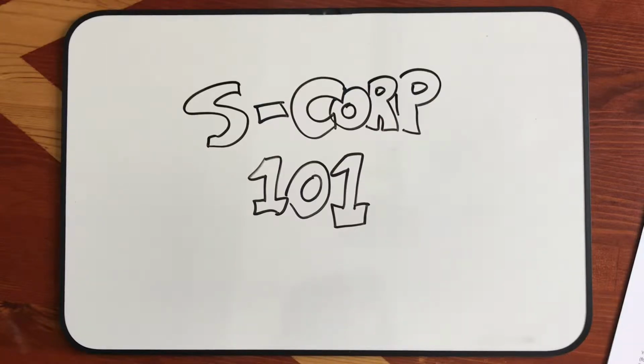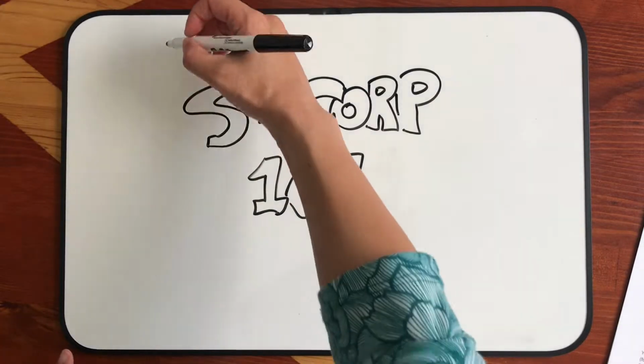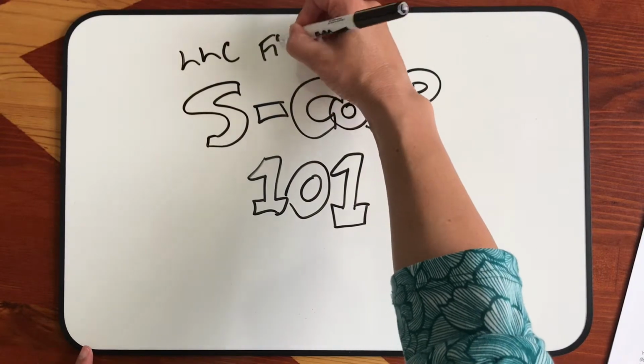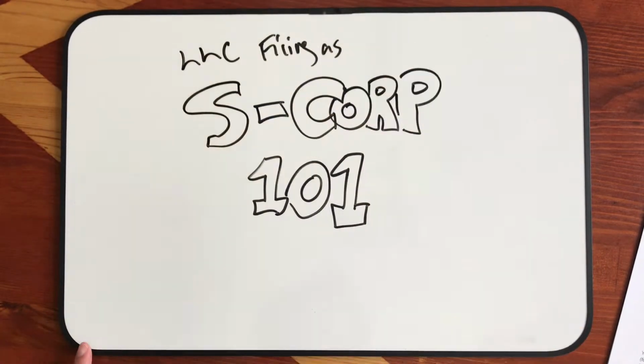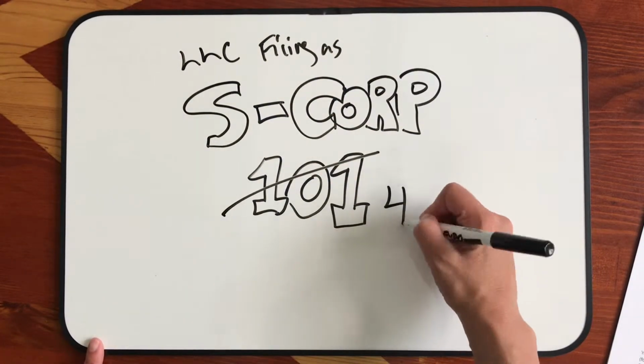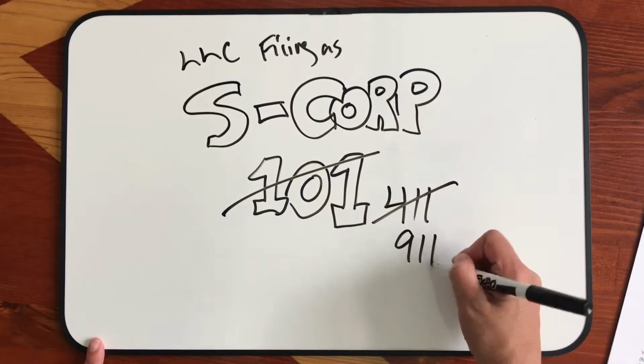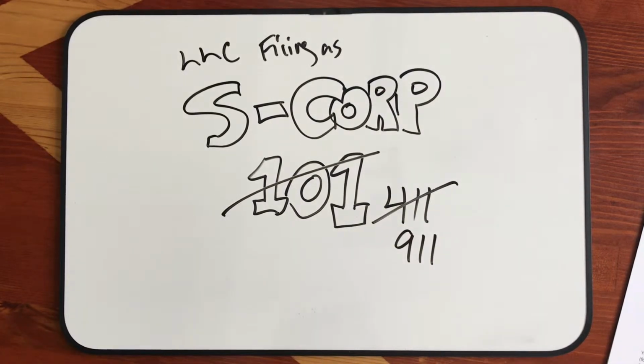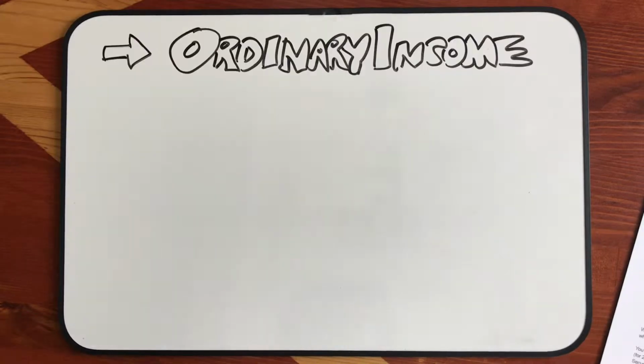So you're an independent contractor who's opened an S-Corp or an LLC filing as an S-Corp. Whether you need some information or some help, you need to know the fundamentals of how your income is taxed. Let's talk about ordinary income.